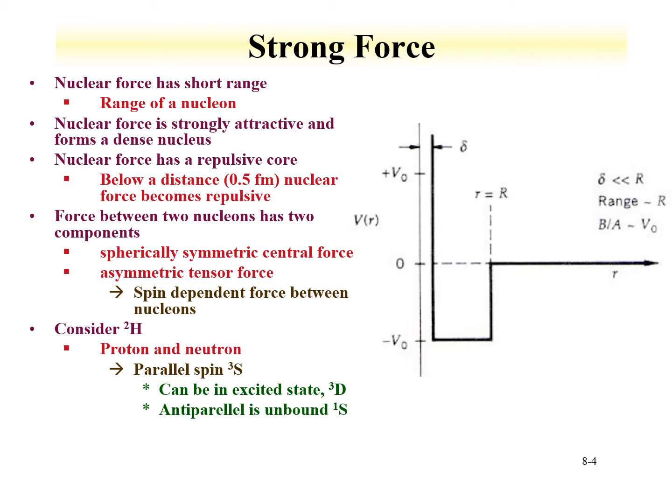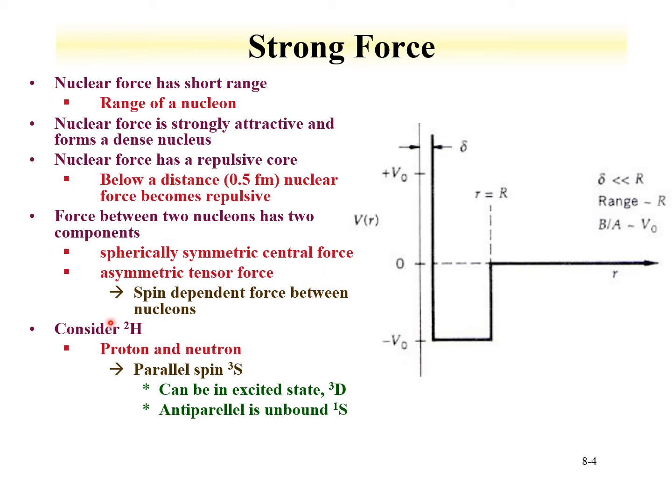As we've already seen, the strong force has a relatively short range. It's on the range of a nucleon. This is one of the reasons why the nucleus is dense. This strong force makes this attractive force in the nucleus so that the nuclear material winds up being extremely dense. There's a force between two nucleons that has two components. There's a spherical, symmetric force, and then an asymmetric force.